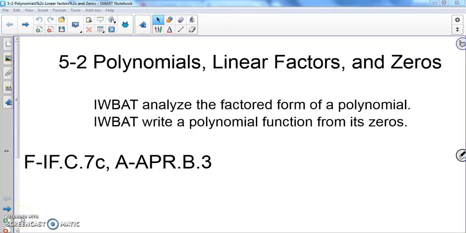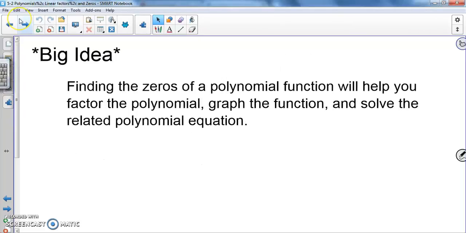Hey guys, today we are going to do 5-2, polynomials, linear factors, and zeros. So I will be able to analyze the factored form of a polynomial, and I will be able to write a polynomial function from its zeros. The big idea: finding the zeros of a polynomial function will help you factor the polynomial, graph the function, and solve the related polynomial equation.